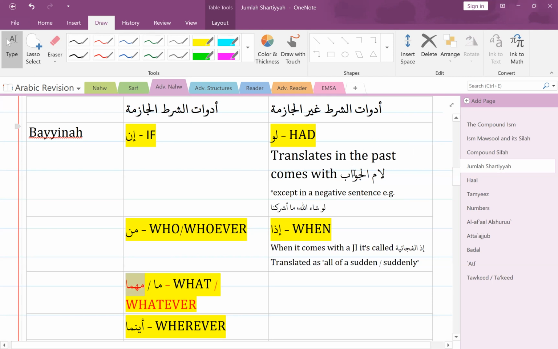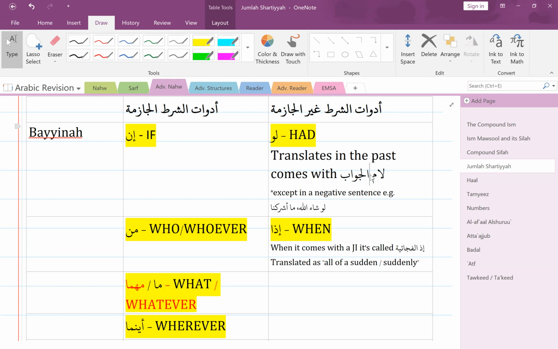And it comes with lam al-jawab. So law, this happened, la, something else. That's just what you need to remember. Law comes with a la. The jawab is going to come with a lam. And this lam, of course, is called lam al-jawab because it comes with the jawabu shart. So you see how the connection is. The lam that comes with the jawab of law is called lam al-jawab.